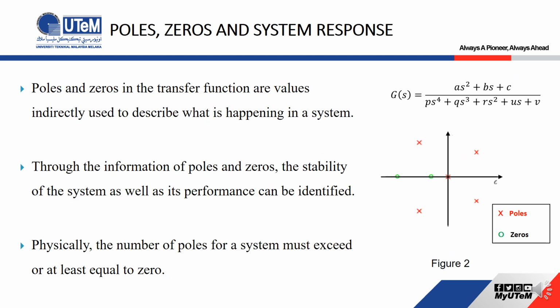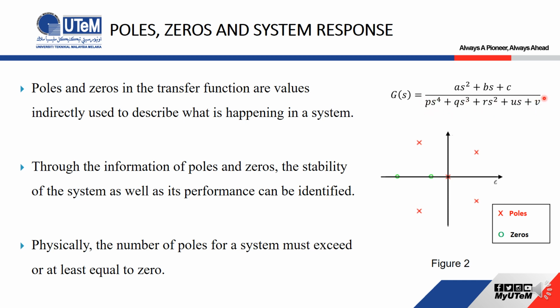Poles, zeros, and their relationship with system response. So poles and zeros in transfer functions are values that are indirectly used to describe what is happening in a system. So what is poles and what is zeros? How can we get the value of poles and zeros? So for example, for this system, the pole is essentially the value of S that makes the system transfer function go to infinity, where it refers to the value of S that are the roots of the denominator. This is the denominator.